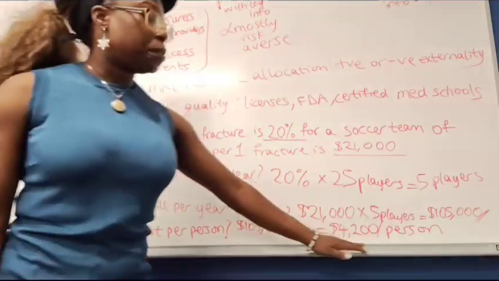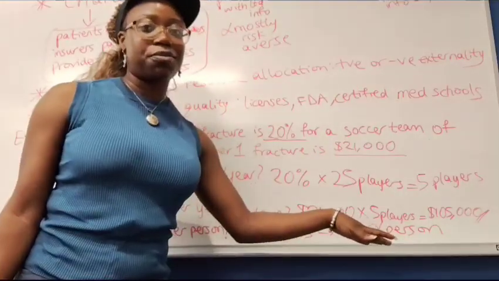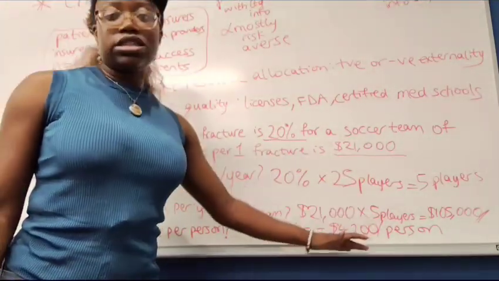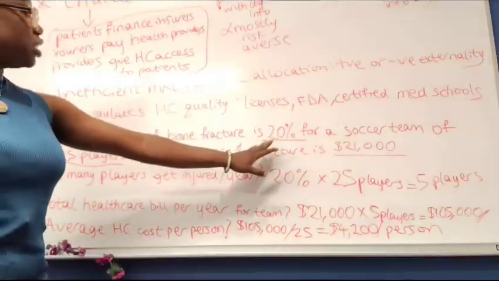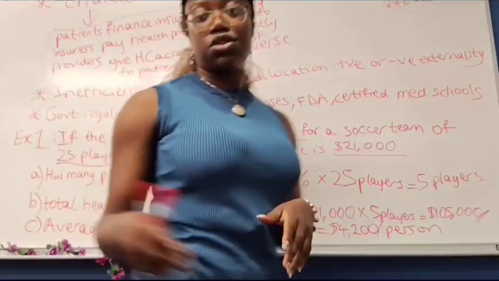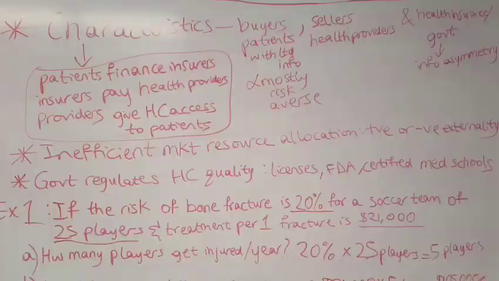right? If they decide to pay less than this amount to the insurance company, it's not going to cover the cost of treatment, right? So it has to be at least this amount. And again, that depends on the probability of risk, the amount of the treatment, and of course, the number of players, and of course, whatever the health insurance company is offering.